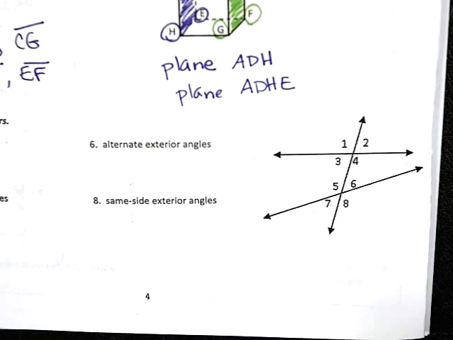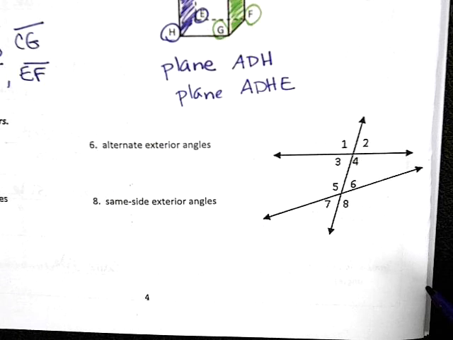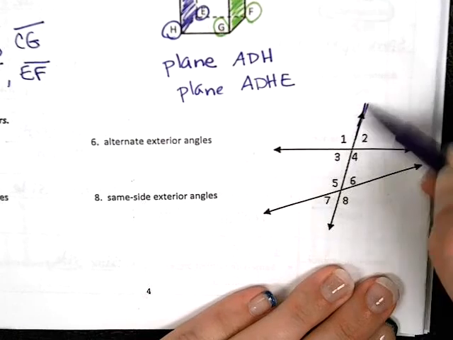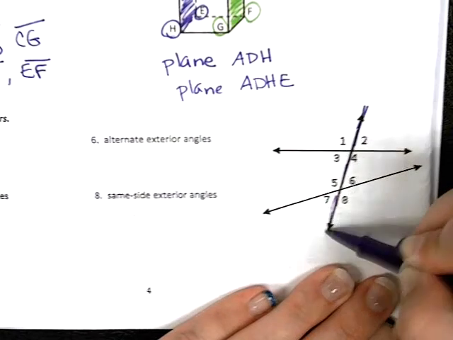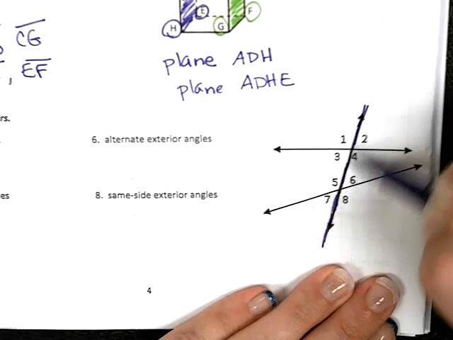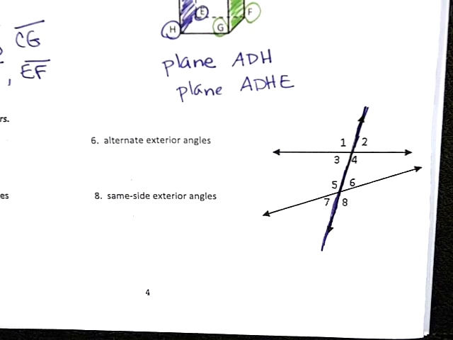So if you notice, they're all labeled 1, 2, 3, 4, 5, 6, 7, 8. Remember on the last page, we said that if we have a transversal intersecting two lines, it creates these 8 angles. So the first thing I want to do is identify what that transversal is. A transversal is a line that intersects two other lines, which means this one right here has to be my transversal, because that's the only one that's actually hitting the other two lines.